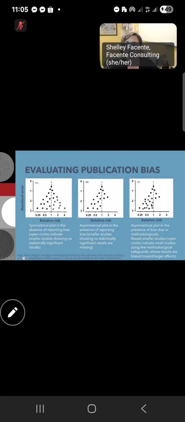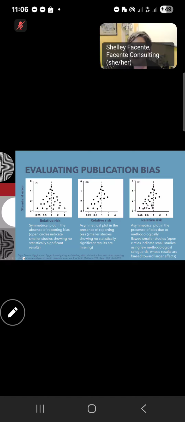Okay, and then this is a third example that you might see, and that would be also an asymmetrical plot, but it's a different problem. So in this example, you're seeing bias, but it's due to the smaller studies being more methodologically flawed, right? They would have higher risk of bias from the prior description of bias that Sara was just going through. They use fewer methodological safeguards. They were done more in a smaller way, and as a result, the results are biased. And so instead of where they should be, you end up with a concentration over here of a lot more studies, which says, something might be going on.